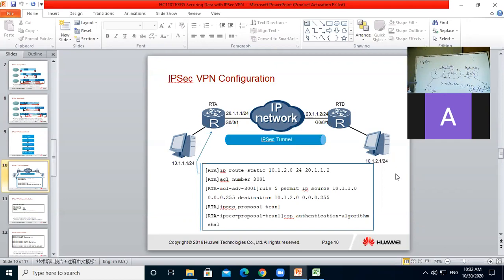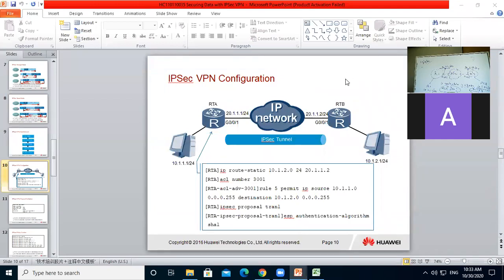Next command is acl number 3001, because we already studied the different numbers: 2000 to 2999, then 3001 onwards. Next we have the command rule 5 permit ip with source address and destination address. That means we are assigning the interested traffic, those who are interested to transfer the traffic. Next is the proposal for transactions, a name only, for example trans1. That depends on you, whatever name you want to assign.